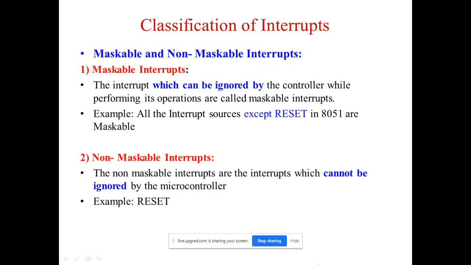Next is related to the types of interrupts. Now we know that there are two types of interrupt, that is maskable interrupt and non-maskable interrupt. Maskable interrupt means we can avoid it as per the situation, and non-maskable interrupt means we can't avoid it. You must serve it.